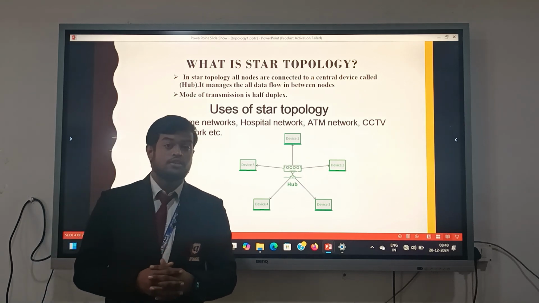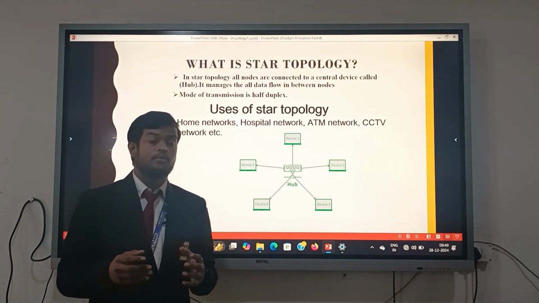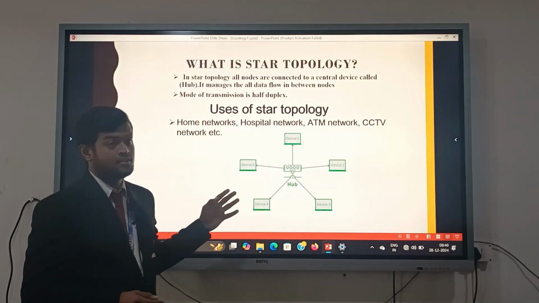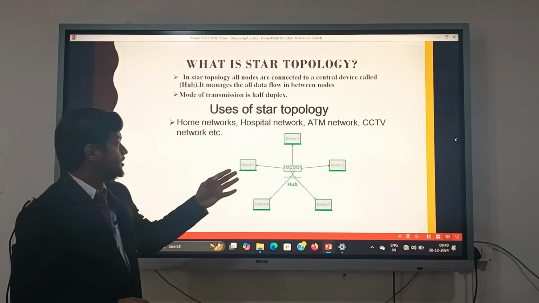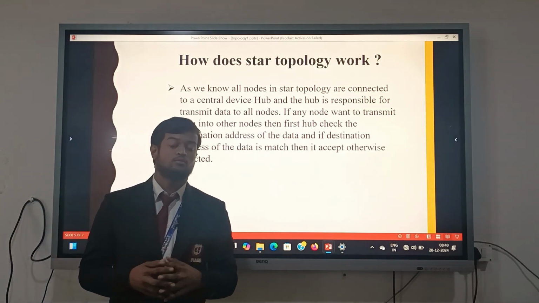Uses of star topology: in a home network, we connect many devices to our router. Star topology is also used in hospitals, ATM networks, and so on. In the next slide, we will learn about how star topology works.